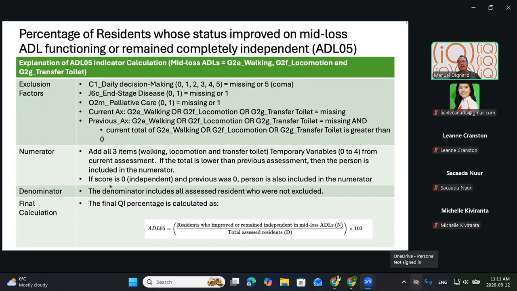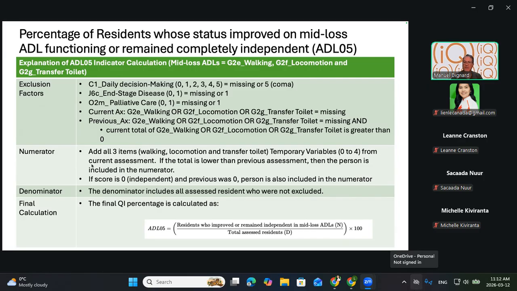The other way is if you are independent. So out of the 12, your score is 0. And previously you were a 0 as well. So you remain completely independent. They're giving you credit for being independent in the last assessment and staying independent for this. You technically did not improve, but you stayed independent, so they're giving you credit. This is a quality indicator that you want to trigger, right? The higher this is, the better it is.